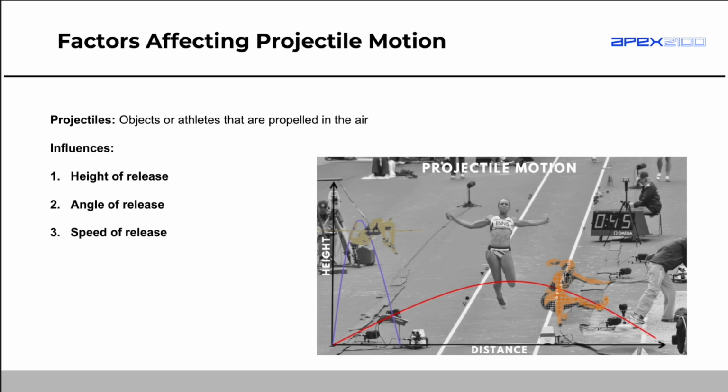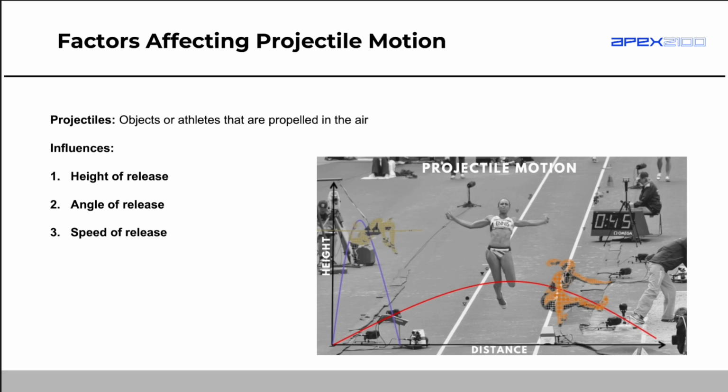If we're talking about the angle of release, a high jumper will leave the ground at a much greater angle than a long jumper, so they're able to jump higher, versus the long jumper who's trying to jump a further distance and doesn't need to leave the ground at such a steep angle of release.